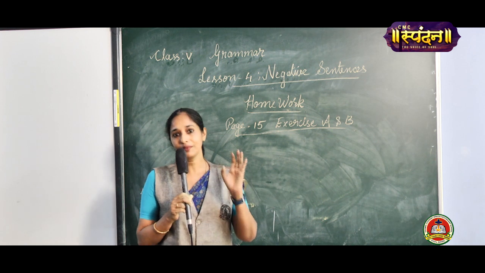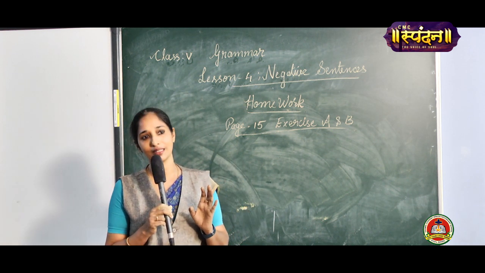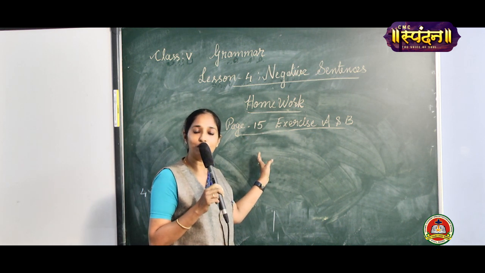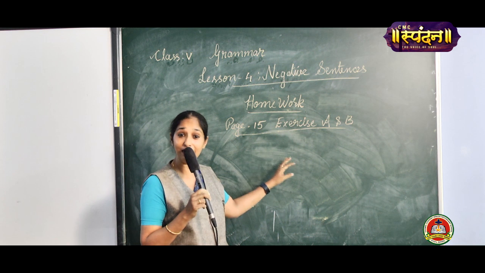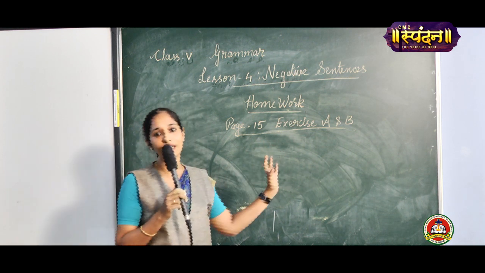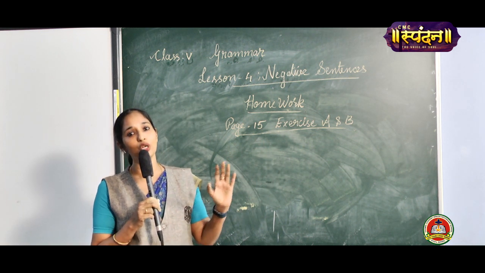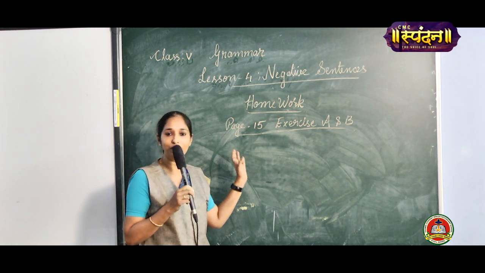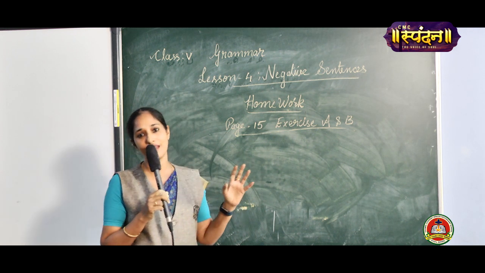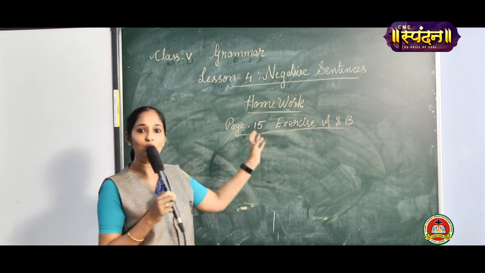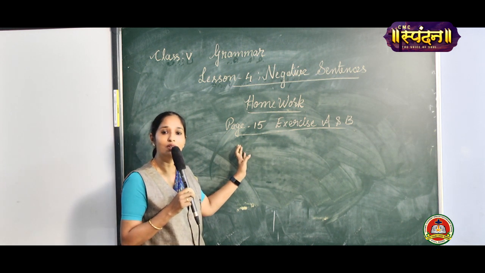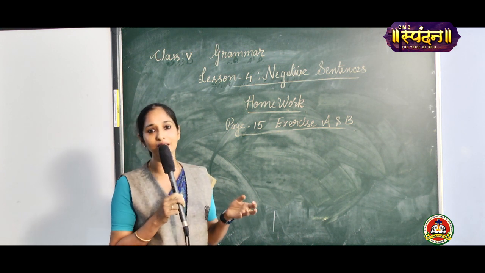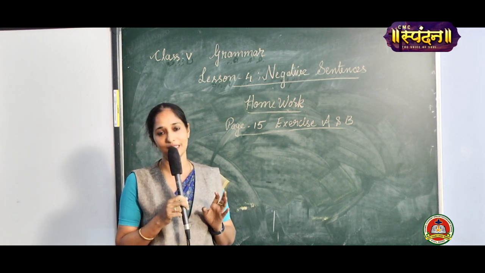But if the verb is in simple present tense, then you have to see whether the subject used is first person, second person, third person, singular or plural, and accordingly we have to use either do or does. With first person I, with second person you, with third person they, and with first person we, we use the verb do. And with she, he, it, and with all other singular nouns, we use does.